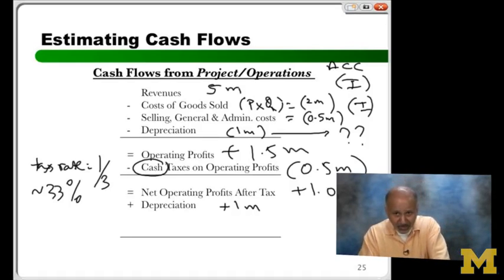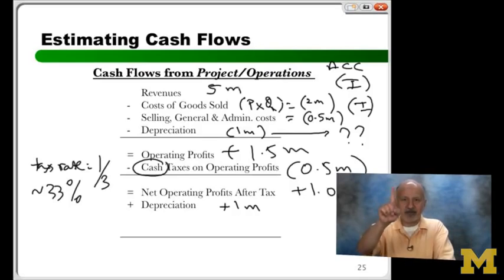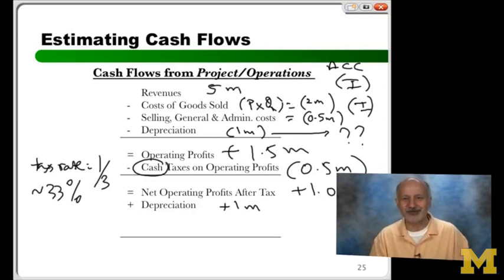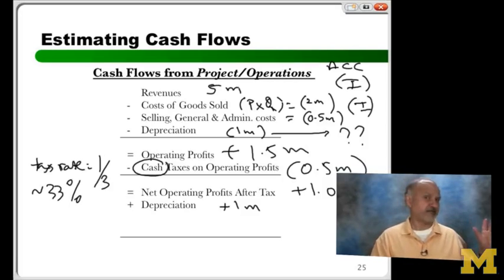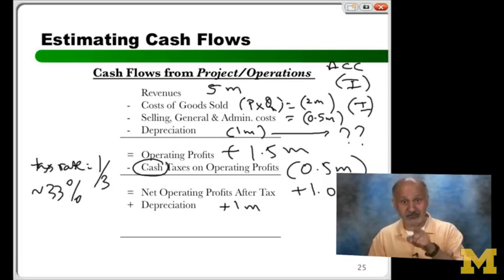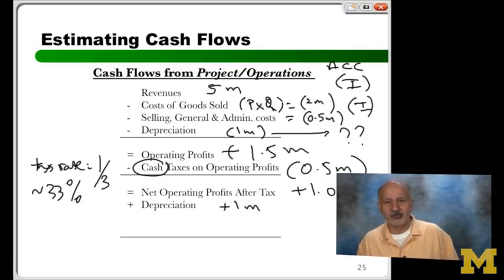Okay? So now, how much am I left with? I have 5 million minus 2, 5 minus 2 is 3, sorry. Minus 0.5 is 2.5. Minus 1 million depreciation, remember, in your head, what should you think? Fake? Yeah, right. But you'll subtract it because taxes are allowed to be reduced by that much. 1.5 million, so your taxes are 0.3 if your tax rate is 0.33. You're left with 1 million net operating profits after tax, but that's really not real. Why? Because depreciation wasn't real.